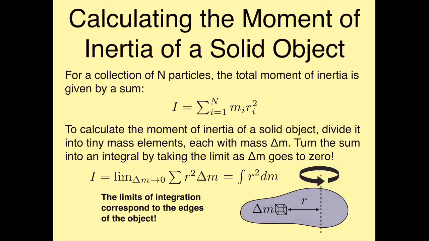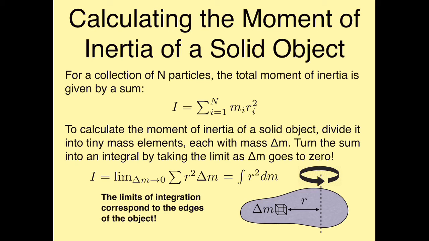The total moment of inertia of those particles would just be given by a sum, right? Each one would be m times r squared. So if I add up m times r squared for all of the particles, I will get the total moment of inertia. The way we write this as a sum is the sum from i equals 1 to n of m sub i, r sub i squared. So we just need to know the mass and the distance from the axis of each particle.